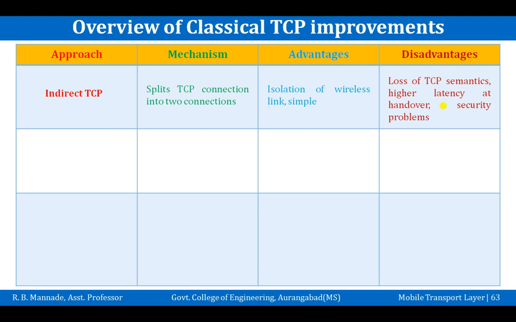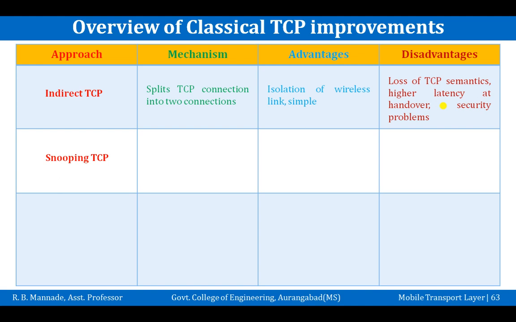Similarly, higher latency at handover. It means if the mobile node has switched from the old FA to the new foreign agent, then the time required to hand over the old data to the new foreign agent is large in this particular case, and again it has some security problems.